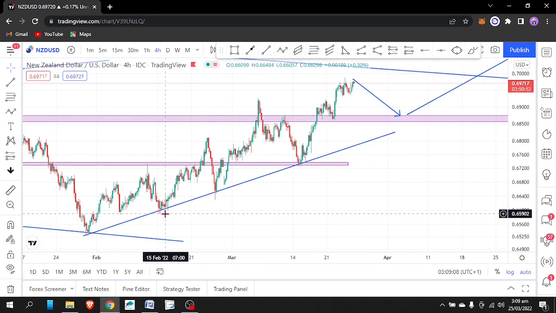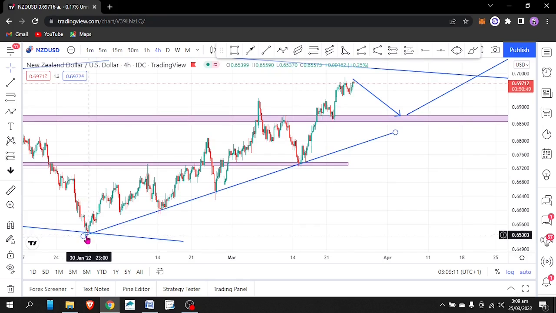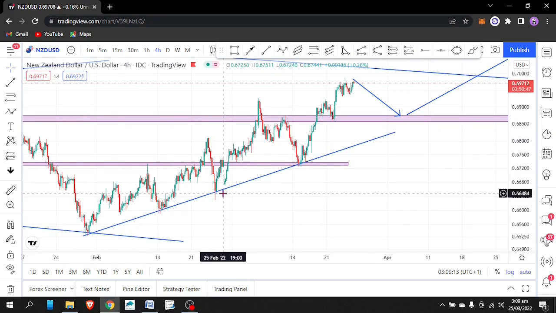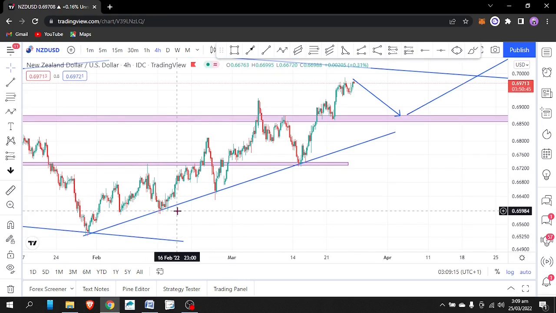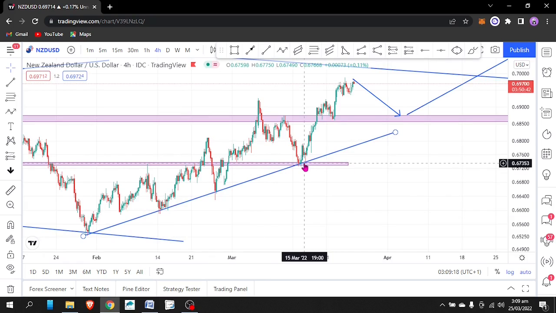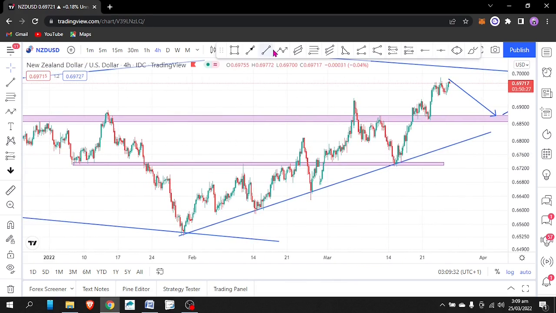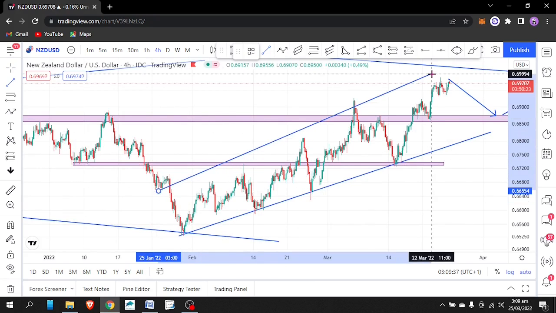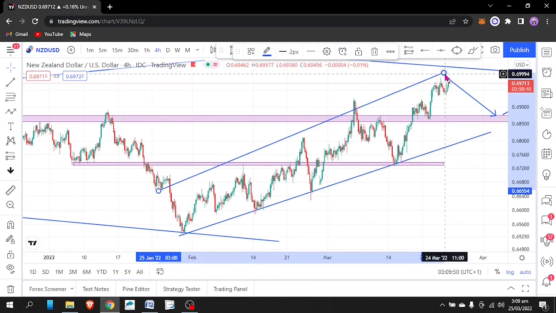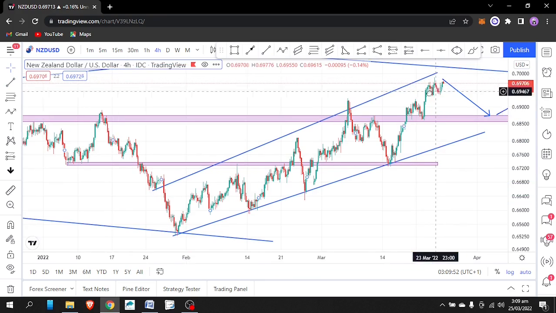You can see this pullback did not come below this recent low, and also this pullback did not come below this recent low. Also this pullback did not come back below this recent low. The same thing goes for this pullback, and this is what we call higher highs. The market is making higher highs, and this is typical in a bullish trend. Now if I use my trend line again, I'll have my bullish resistance at this zone.